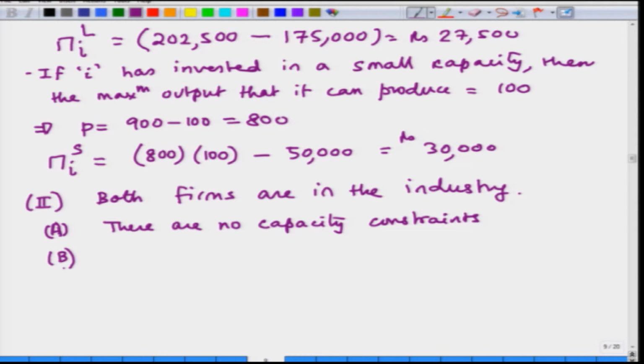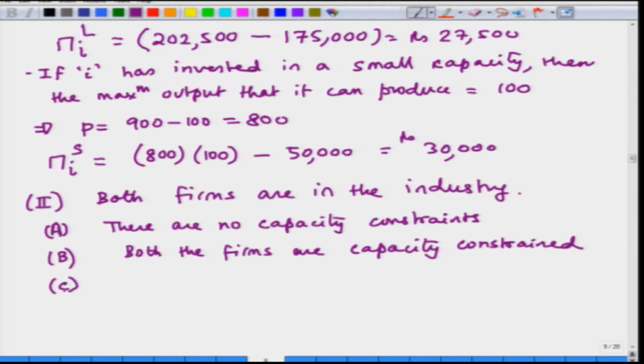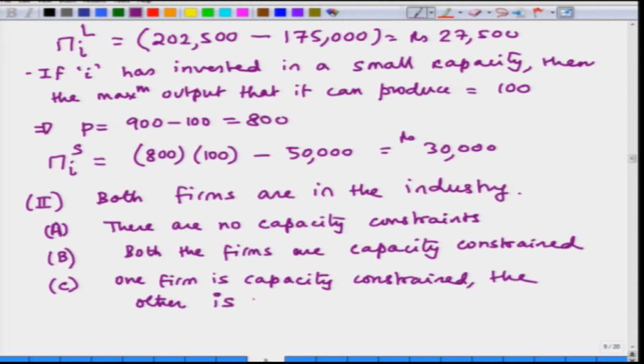2B would be that both the firms are capacity constrained, and case 2C would be where one firm is capacity constrained, but the other is not. One firm is capacity constrained, the other is not. So, let us analyze each one of them separately.